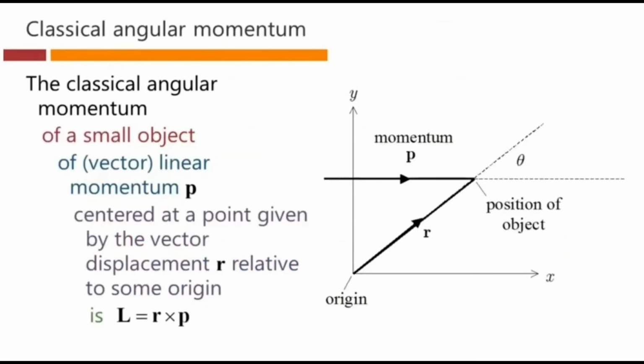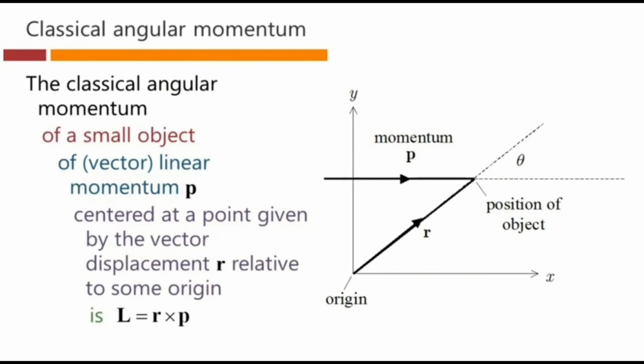So, let's look at classical angular momentum first, and we build up towards the quantum version of angular momentum. Here, we are showing some x-axis and y-axis. We consider some particle or object moving along a direction as shown in the figure, with momentum vector p, position vector r and the angle theta.